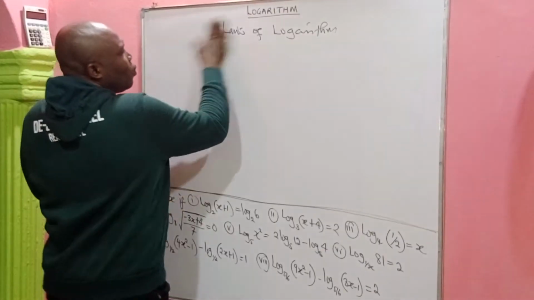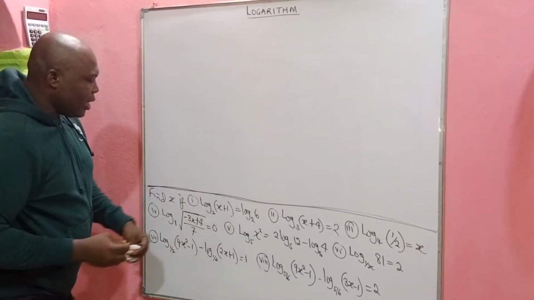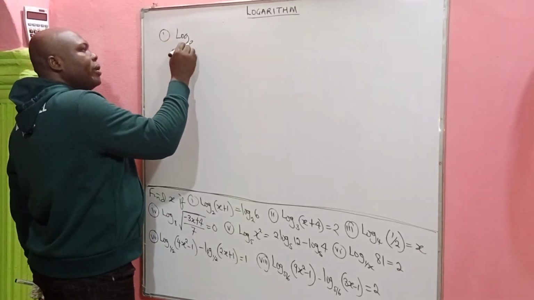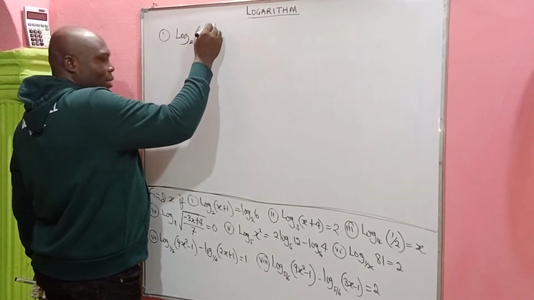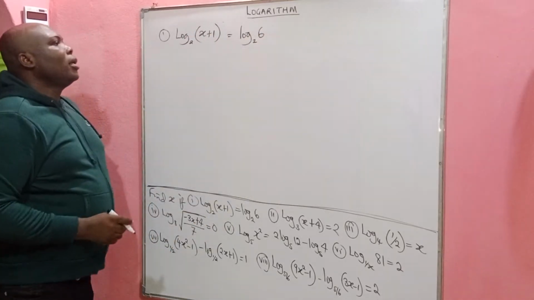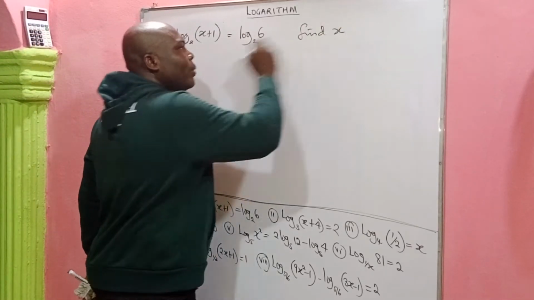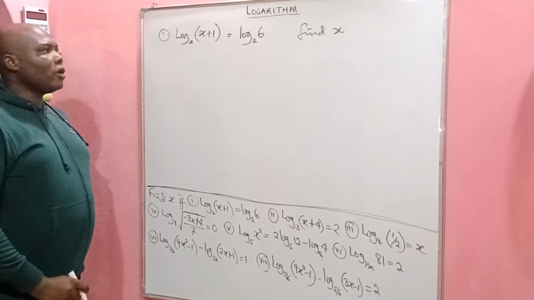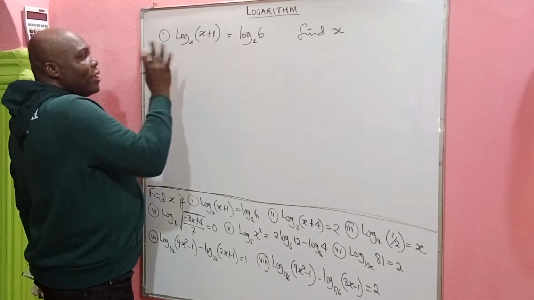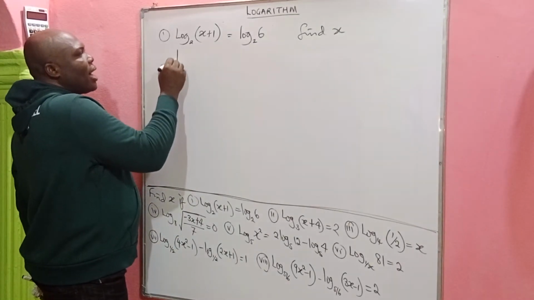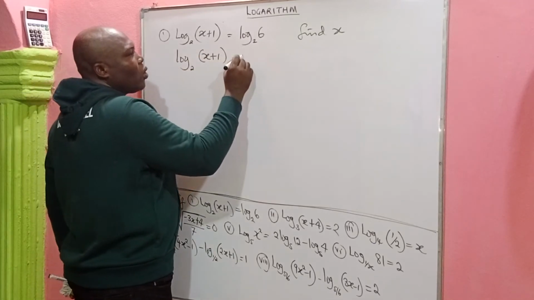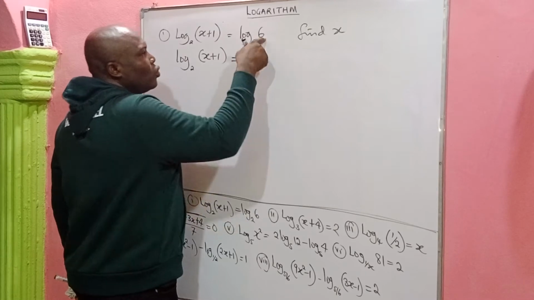Alright, so we have the first one here. Number 1, find the value of x. If log to base 2 of x plus 1 is equals to log 6 to the base 2, they say we should find x. Following the laws of log, it is simple to do that. Remember that this is the same thing as log x plus 1 to the base 2 will be equals to log 6 to the base 2.